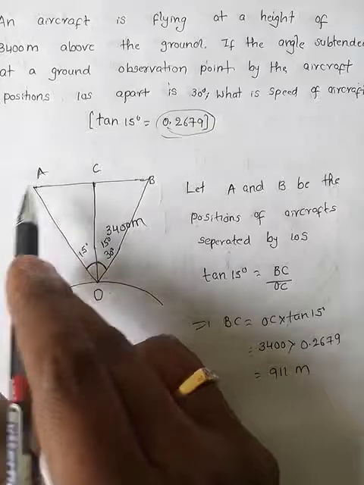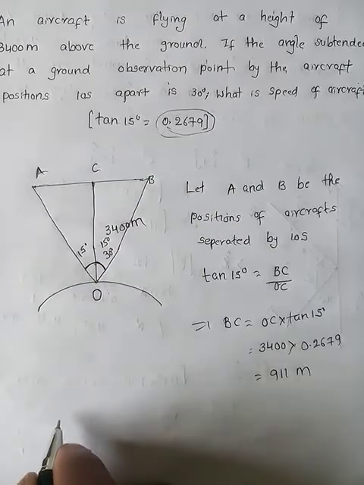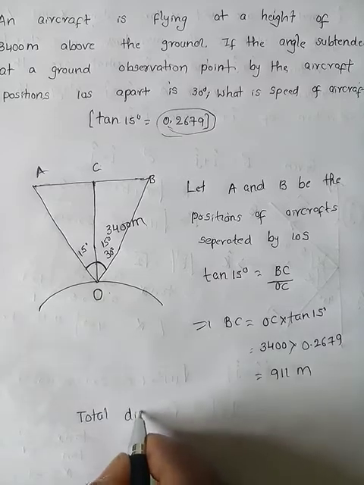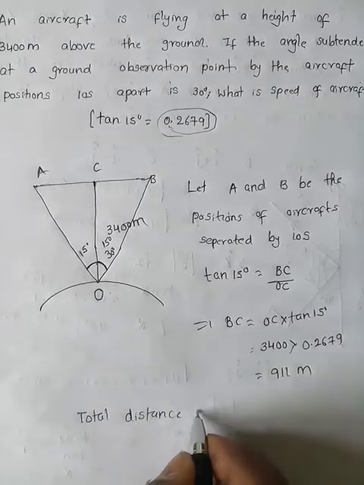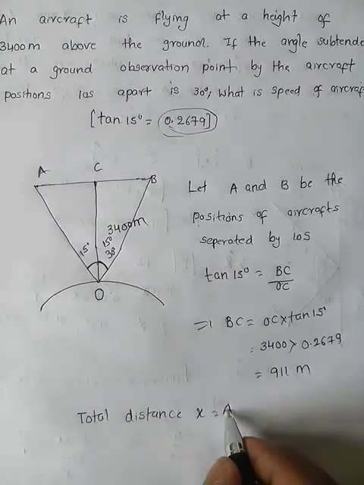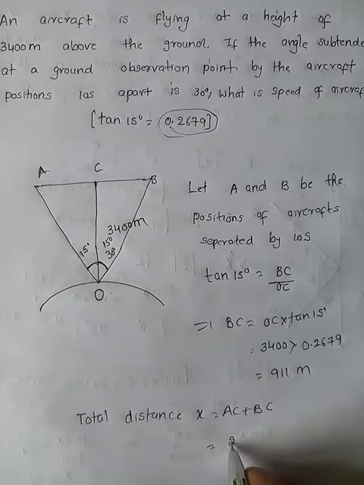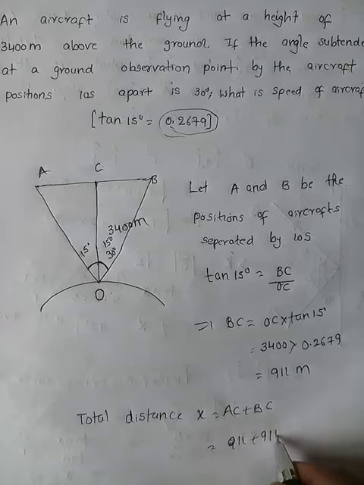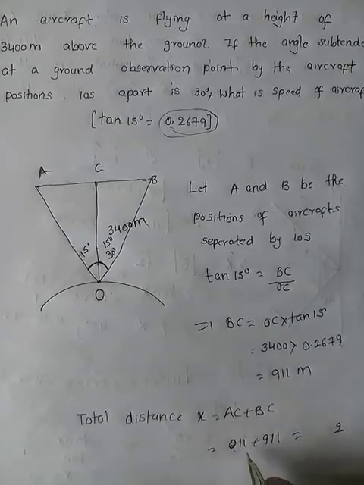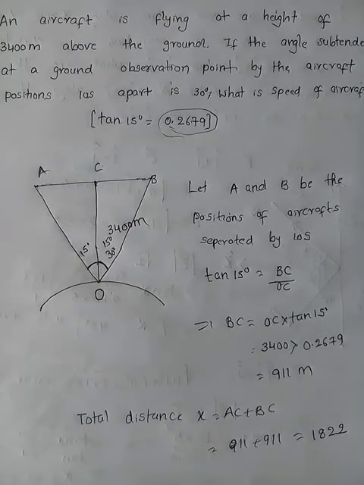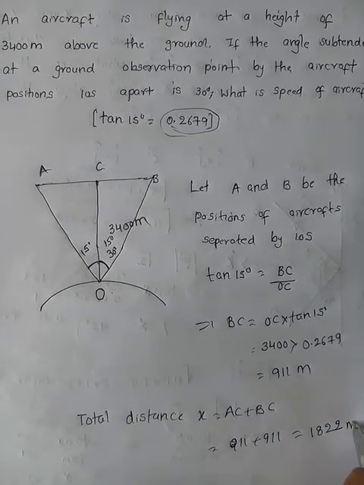Since C is the midpoint, from C to A is also 911 meters. Total distance x is equal to AC plus BC. So 2 into 911, or 911 plus 911, you can take anything, right? That is 1822. This is the distance travelled in the given time.